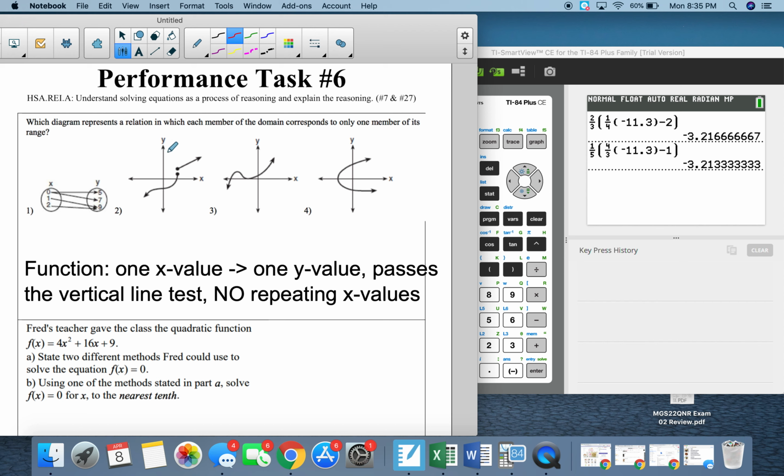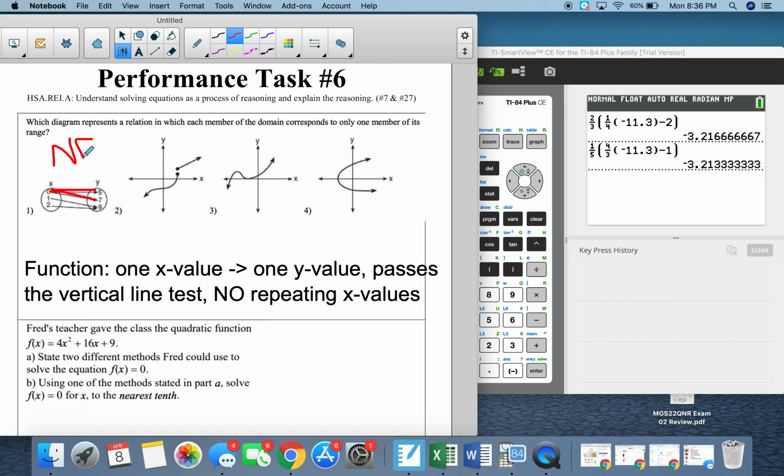So what you want to do is go through each multiple choice answer and let's determine whether or not they are functions. This first one is called a mapping. It shows a relation and we want to determine if it's a function or not. And if we take a look at this one, we said one x value only goes to one y value. But if we take a look at this x value where x is equal to 0, we notice that 0 goes to both 5 and 7. So automatically this is not a function.